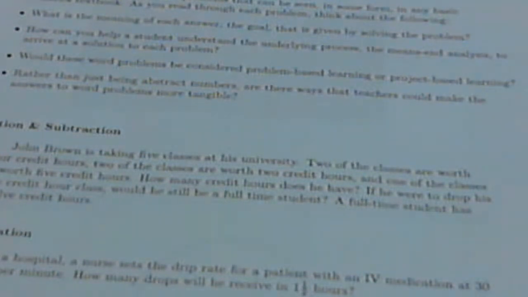So if I analyze this, I have that we have 5 classes, and I know how much each class is worth. So I can add those classes together and determine that he is getting 17 credit hours. If he drops his 5 credit hour class, that would be 17 credit hours minus 5 credit hours, would put him at 12 credit hours, making him still a full-time student.